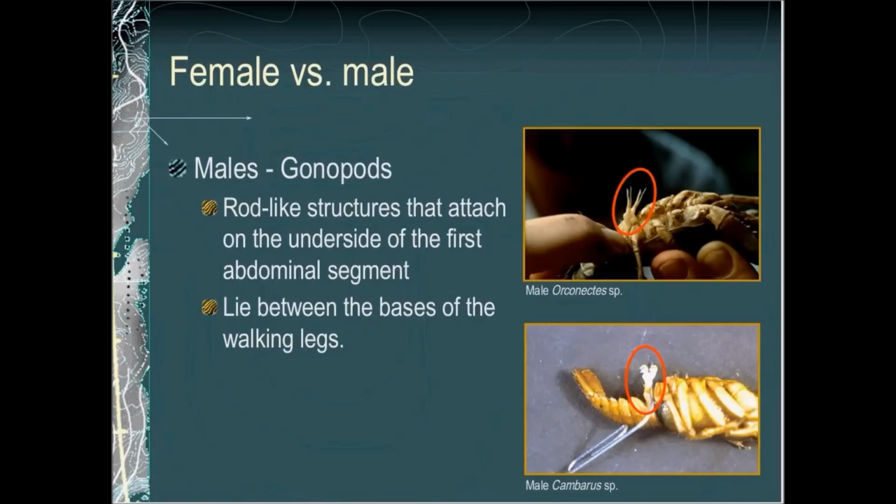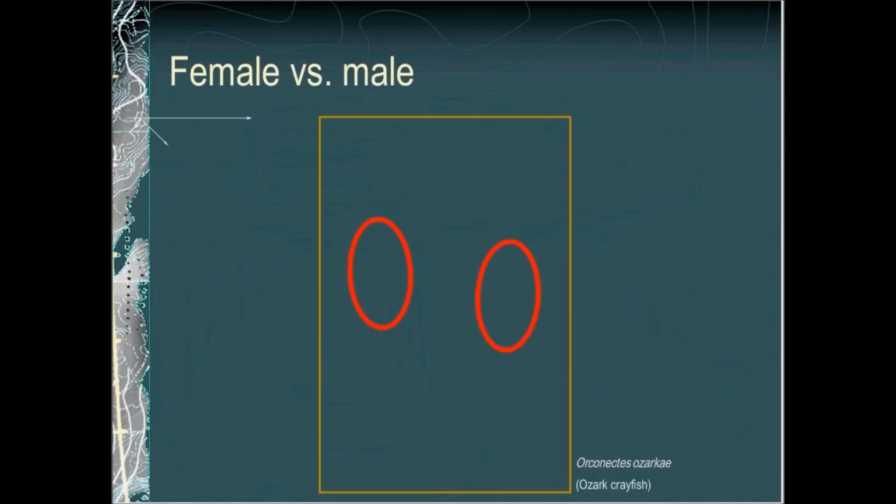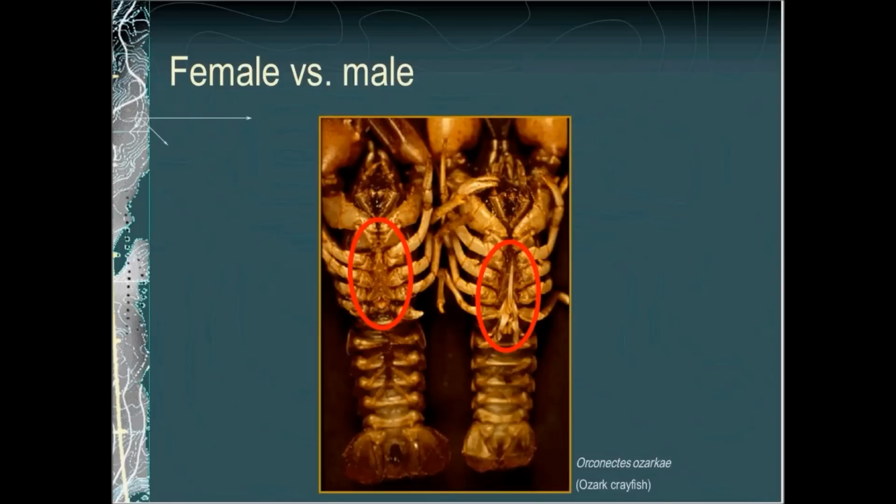So the next time you catch a crawdad, flip it over, and you can see if you have a male crawdad like this one or a female. Females have this annulus ventralis right here, which is the sperm receptacle, and gonopores at the base of these walking legs where she'll actually extrude those eggs in the spring in order to fertilize them. So if you put them side by side, you can see you've got a female on the left and a male on the right. Usually pretty obvious to tell which ones you've got, especially when you have an adult.